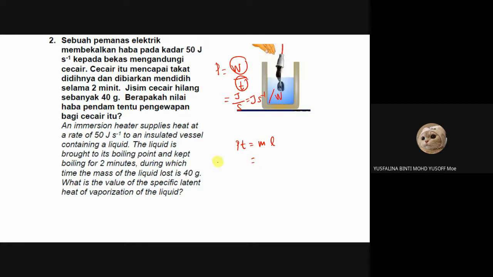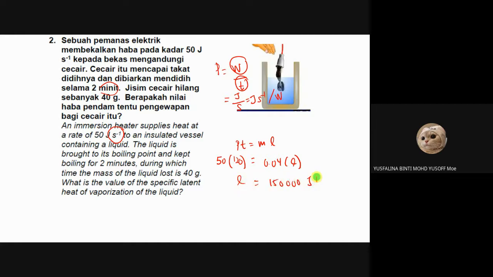So you got your power is 50, right? And how about the time here? The time you have to change to second. Remember, this one changes to second because this one is second also. So you got 120, and the mass is 40 gram, which is 0.04, right? I take my calculator. 50 times 120 divided by 0.04. 150,000. Alright.